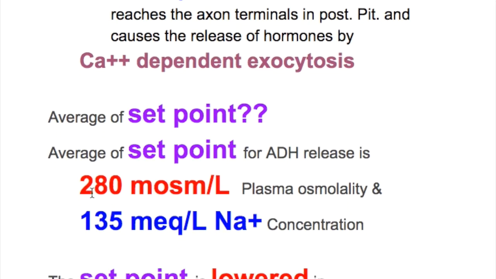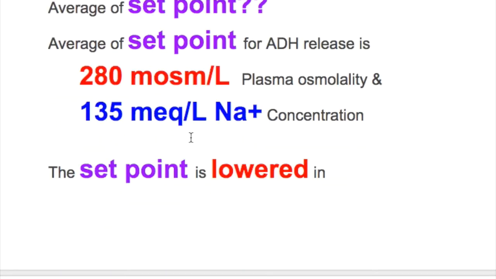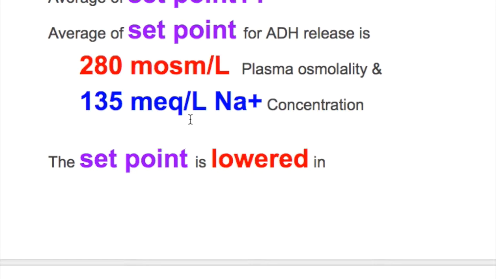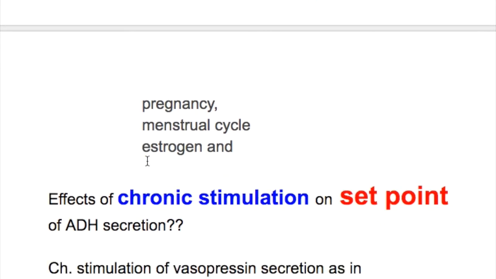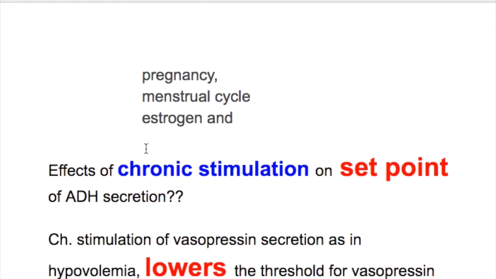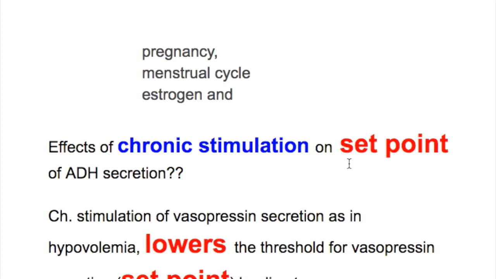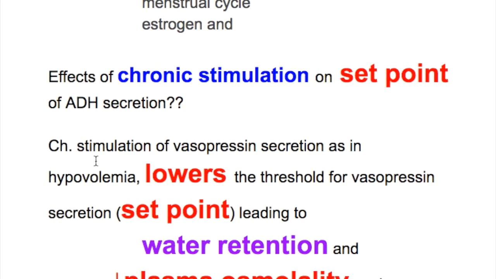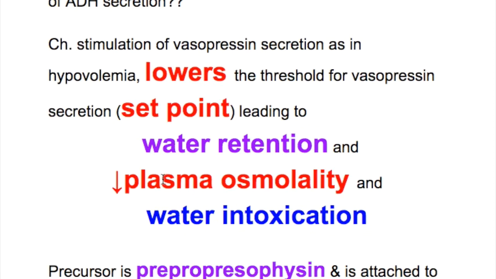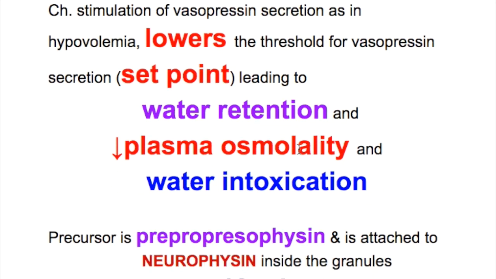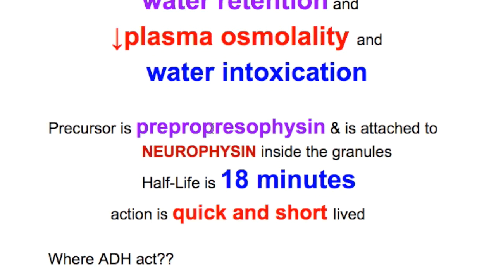What's the average set point? The average set point for ADH release is 280 milliosmoles per liter of plasma osmolality and 135 milliequivalents per liter of sodium concentration. The set point is lowered in pregnancy, the menstrual cycle, and with estrogen. What's the effect of chronic stimulation on the set point of ADH secretion? Chronic stimulation of vasopressin secretion, as in hypovolemia, lowers the threshold or set point, leading to water retention, decreased plasma osmolality, and water intoxication.